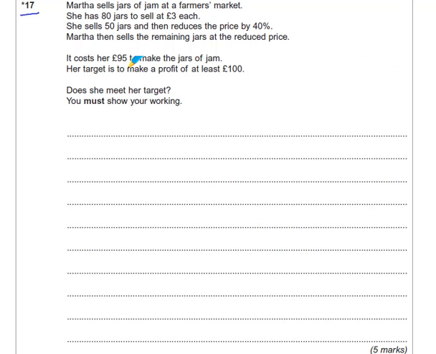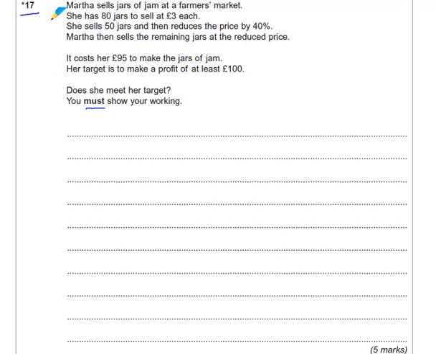It costs her £95 to make the jars of jam. Her target is to make a profit of at least £100. Does she meet her target? Now, it clearly says you must show your working. Quality of written communication, very clear, precise working.